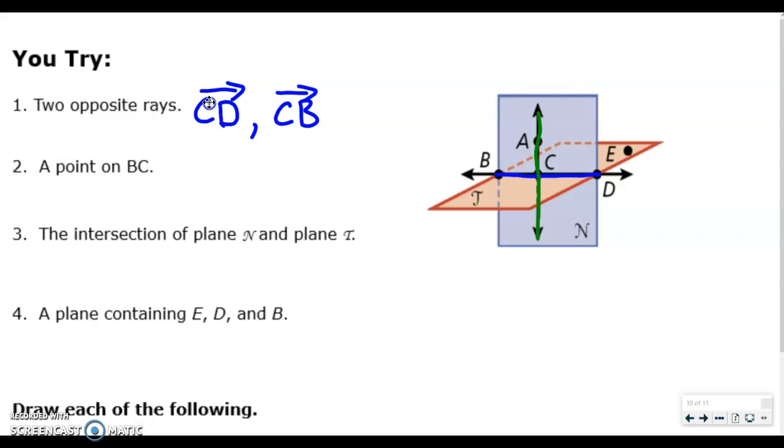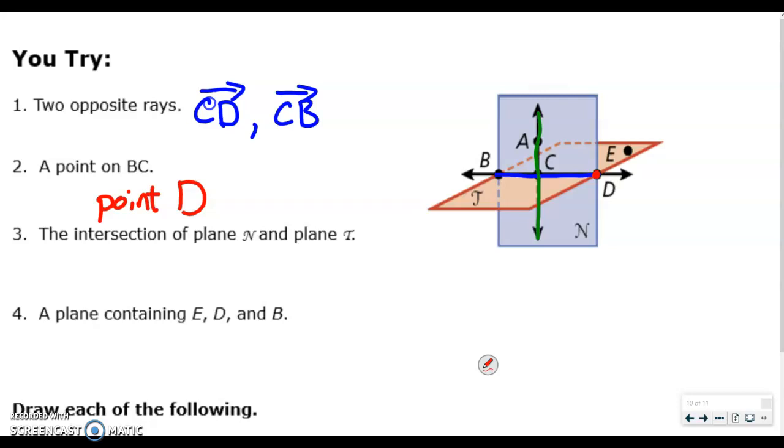Then with number 2, a point on BC. So look at line BC, and we need to identify another point on that line. So that is D. D would be another point on line BC. Go ahead and call that point D.